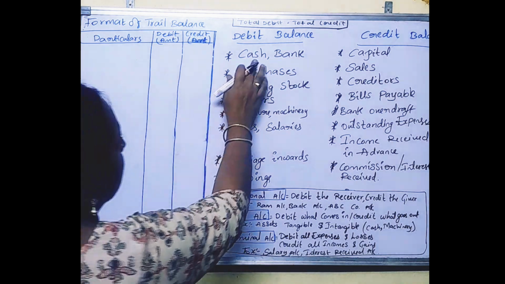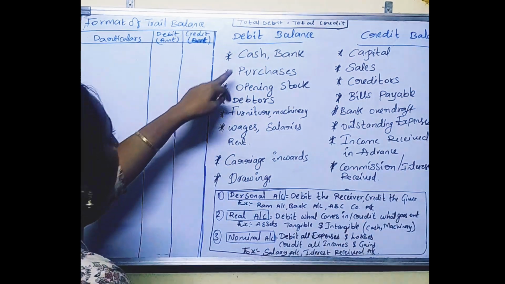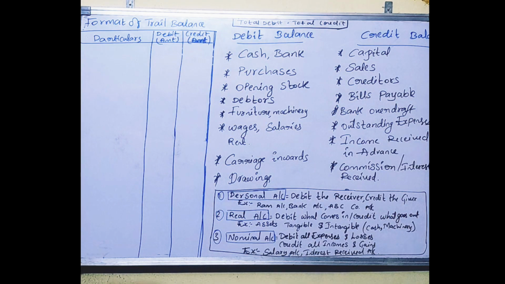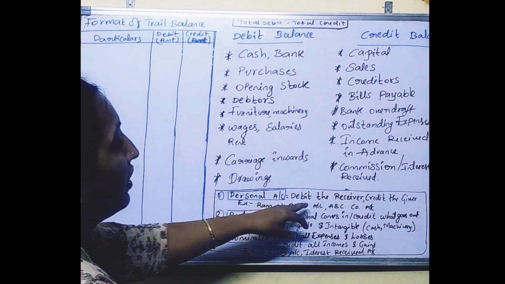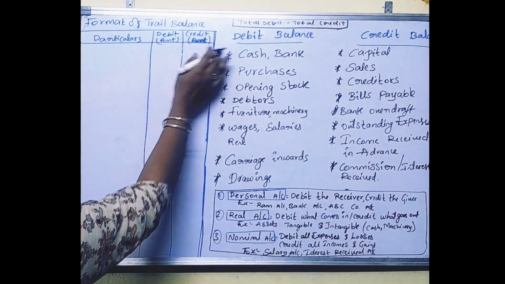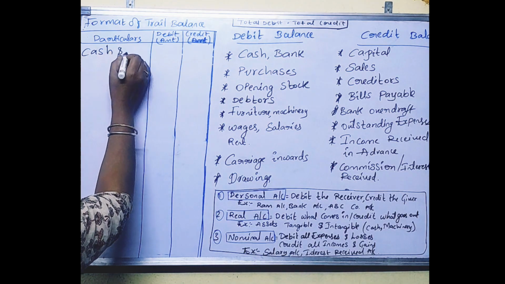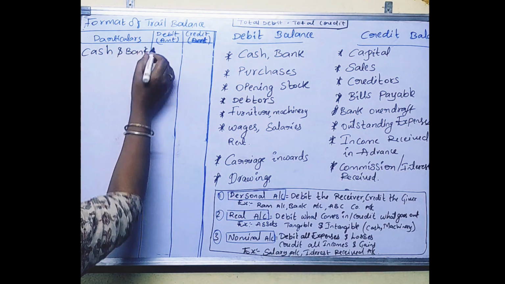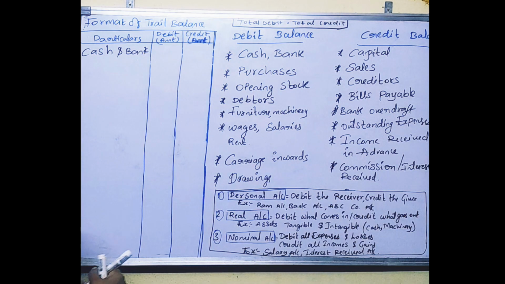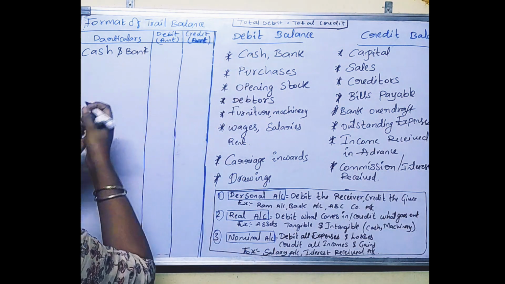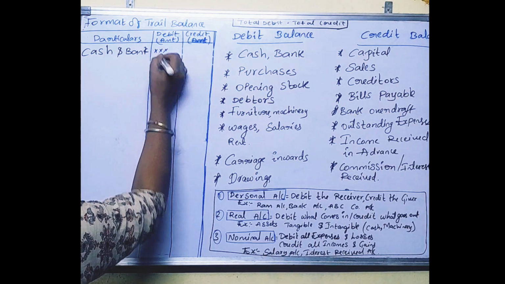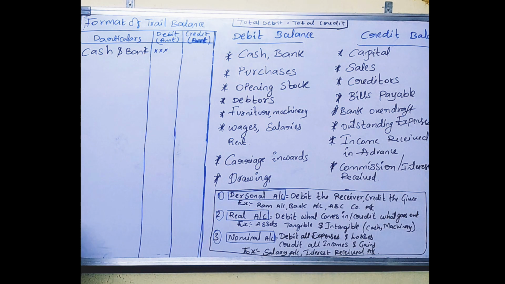Here cash and bank come under the debit balance. According to personal account, debit the receiver, credit the giver. Now here I am writing cash and bank. The amount, we will write on the debit side.